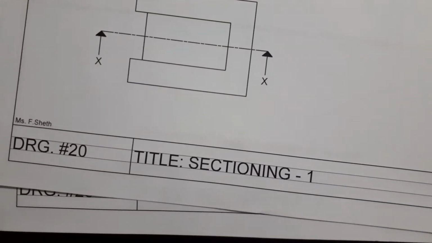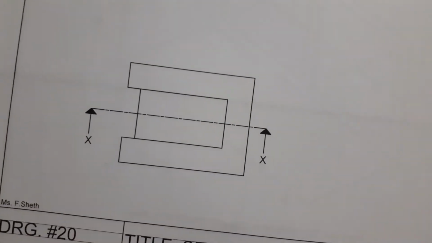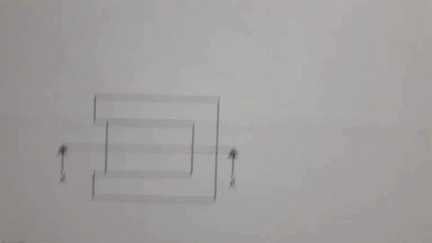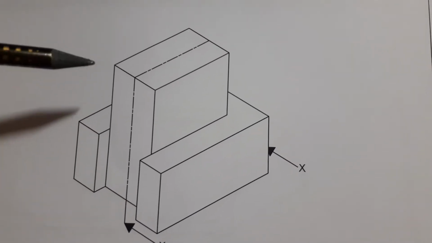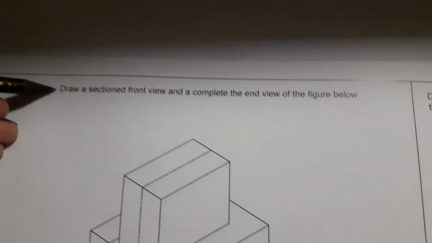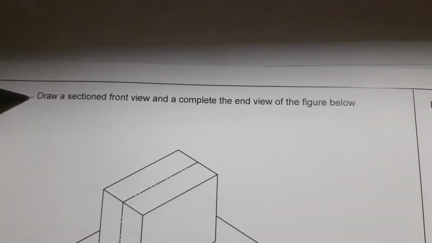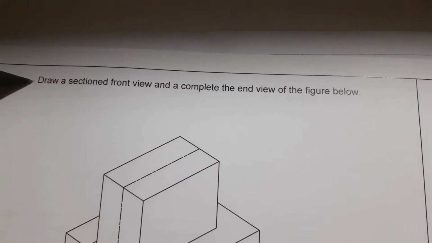Alright guys, so this next topic is called sectioning. Sectioning is when you cut out a chunk of the figure you have and draw what remains. So, let's say we have to draw a sectional front view and complete the end view of the figure below.